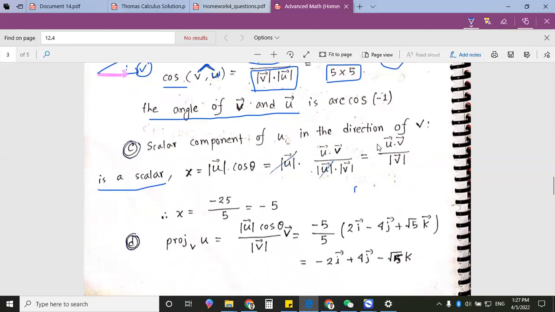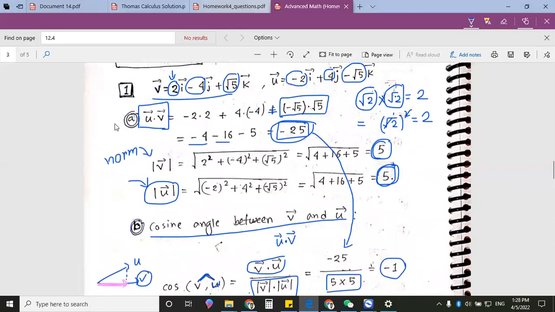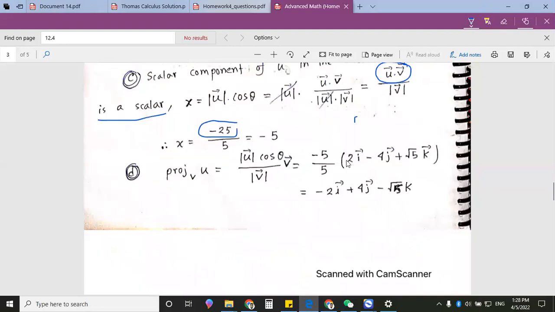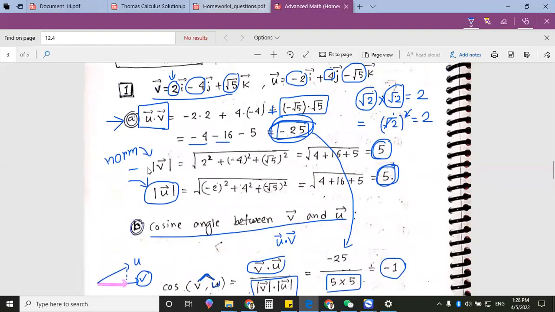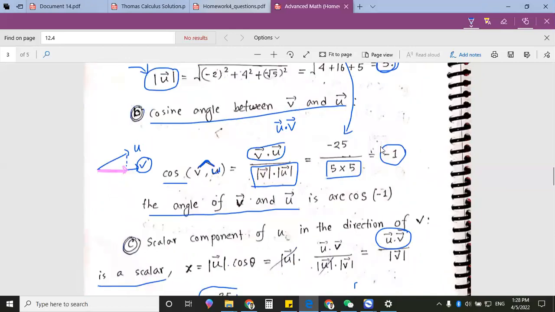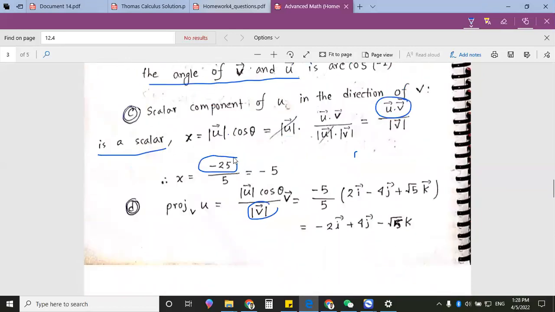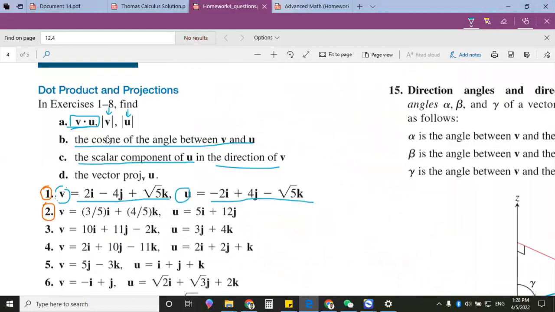So now we just plug in the values. Vector u dot v will be minus 25, we have calculated it on the upside. And norm of v, we have calculated here, is 5. So minus 25 by 5 is minus 5. So we get the answer. Let's go to the next question.